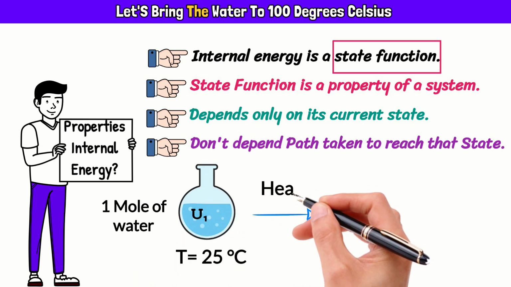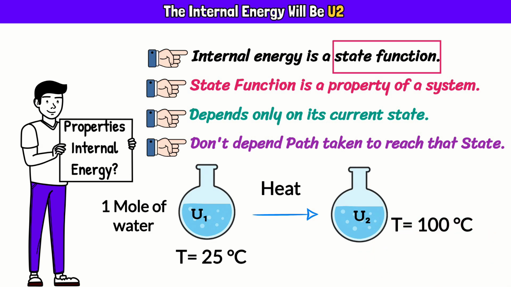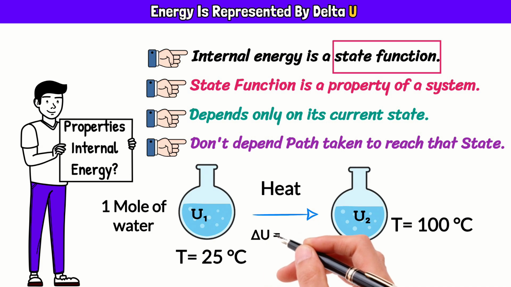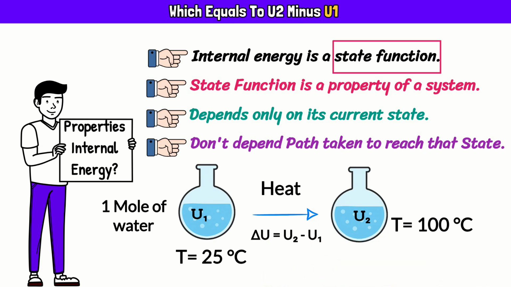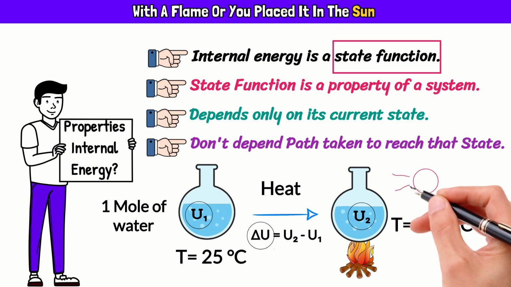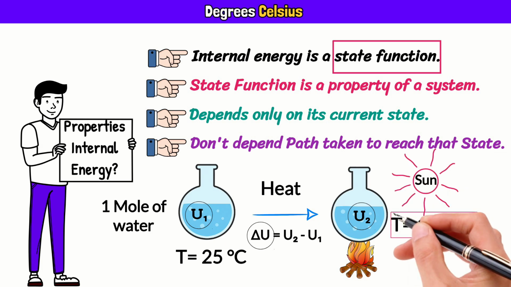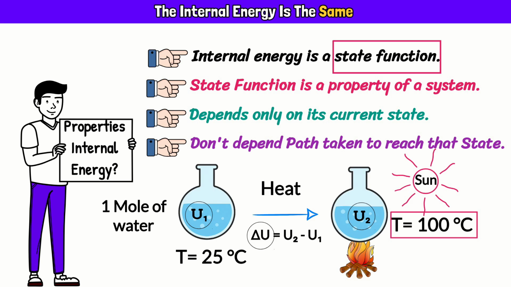Now let's bring the water to 100 degrees Celsius. The internal energy will be U2. The change in internal energy is represented by delta U, which equals U2 minus U1. This value depends only on the initial state and the final state. It does not matter whether you heated the water directly with a flame or you placed it in the sun. As long as the final state is 100 degrees Celsius, the internal energy is the same.